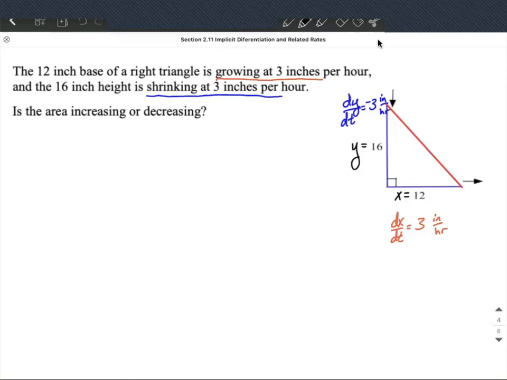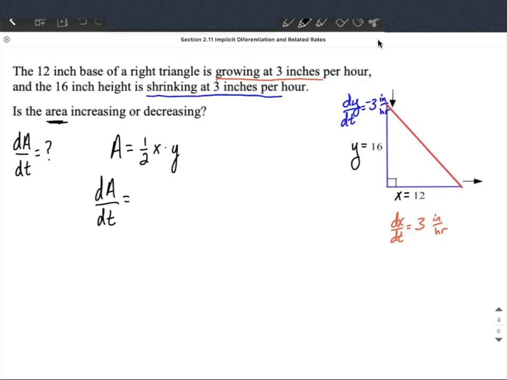All right, and then our big question is, is the area increasing or decreasing? So the area of a triangle, you've probably seen this formula before, should be 1/2 base times height. But instead of base times height, in this case, I can represent the base as x multiplied by y, the height. So let's go ahead and differentiate this formula using implicit differentiation with respect to time. On the left-hand side, the derivative of A is 1 with respect to time, so dA/dt, and that's what we're looking for. Is the area increasing or decreasing?